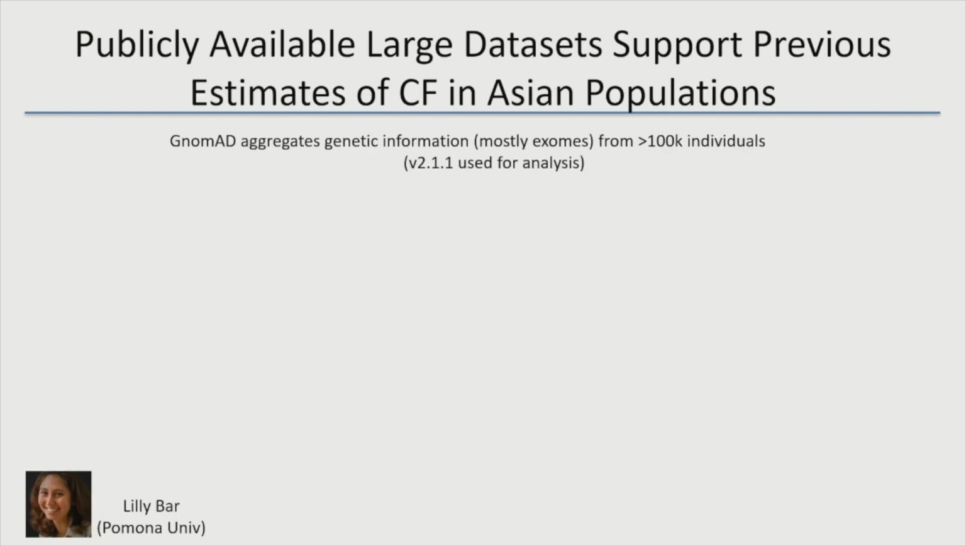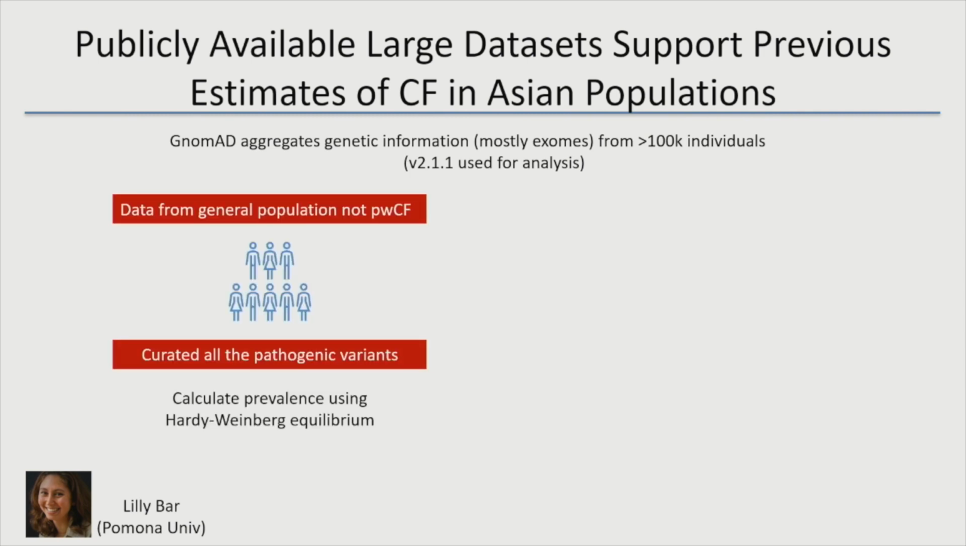Lily Barr was one of the students working on our previous work, and she really wanted to continue looking into this. So we went to gnomAD, which aggregates genetic information. Here we have information from over 100,000 different people. This data set is a little different from the previous one, right? This is data that comes from the general population, not from people with CF.